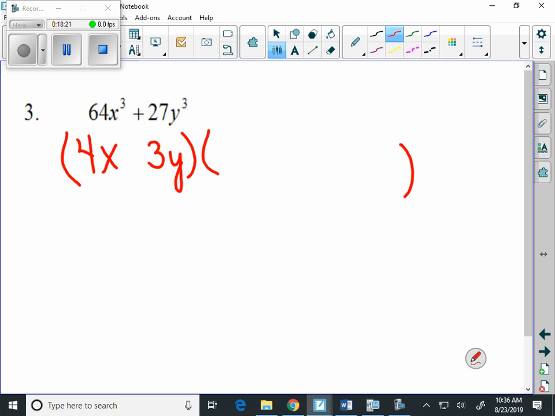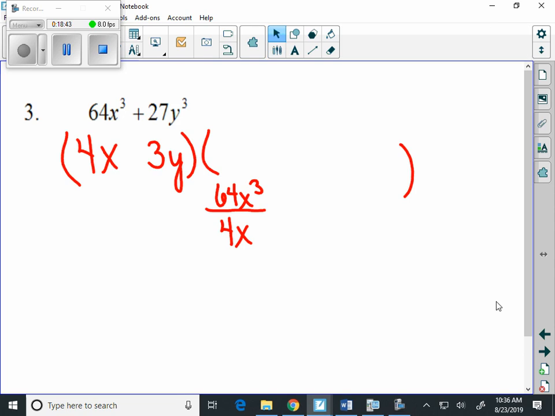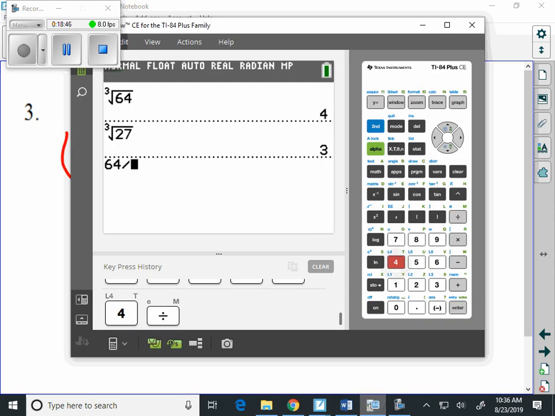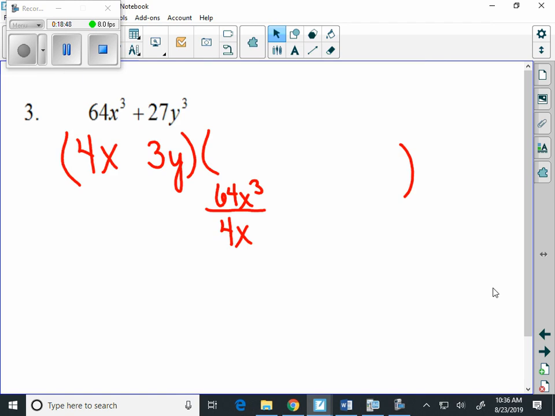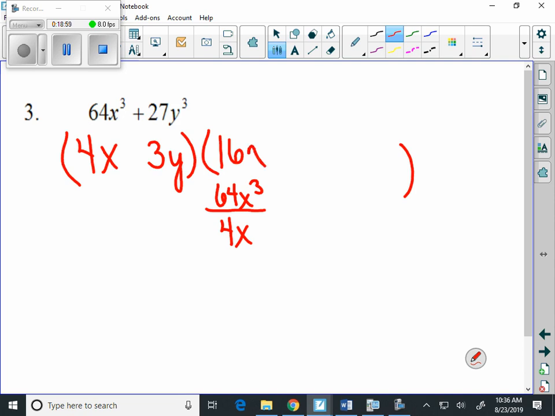So maybe it's a little bit more challenging because now we have numbers and variables in the problem. But the process is still the same. We're going to take 64x cubed, which is the problem, divided by our first value in our little parentheses of 4x. And 64 divided by 4 is 16. X cubed is 3 x's. We divide by x. Take out 1, we're left with 2.